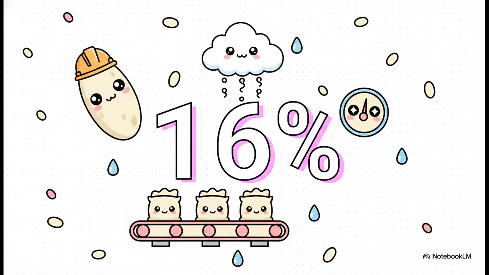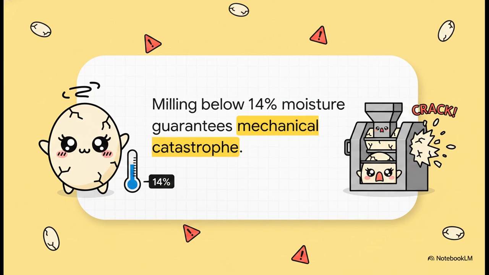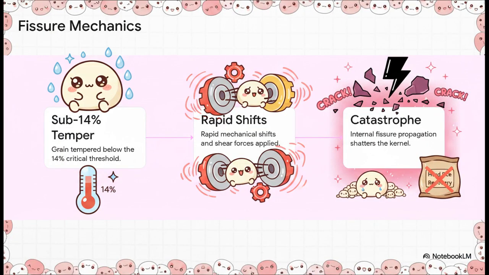element on the floor. Because if you don't, you hit point of failure number 3, subcritical tempering. Allowing grain to enter the milling chamber below a 14% moisture threshold is amateur-hour operational incompetence. Rice exhibits extreme crack susceptibility when its internal moisture is too low. If you ignore this thermodynamic window, you guarantee mechanical catastrophe inside the chamber. Here are the actual physics of that failure.